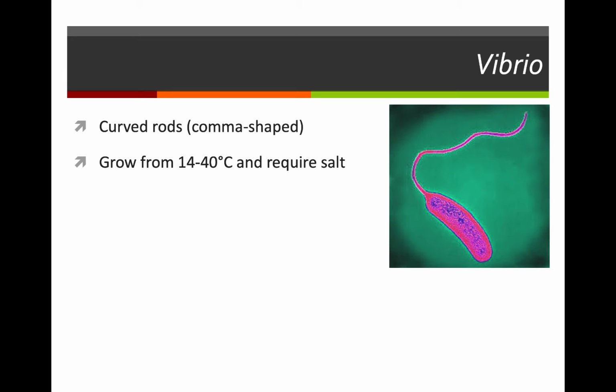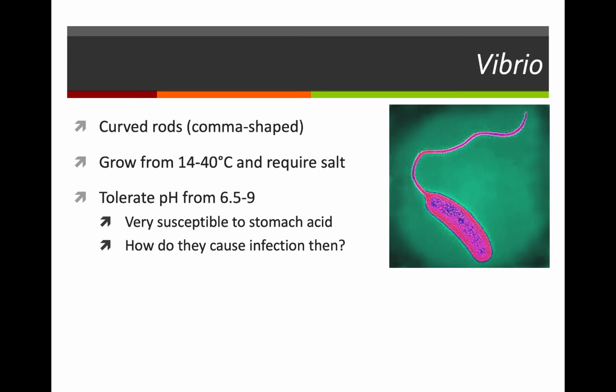This is why you often will find Vibrio species in warm marine waters. One of the more common areas in the US to find Vibrio species is in the Gulf of Mexico. The water there is very warm, and of course it's salty. They will tolerate a pH anywhere from 6.5 to 9. They are actually very, very susceptible to stomach acid.